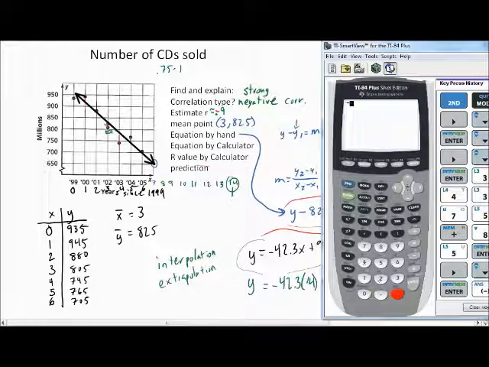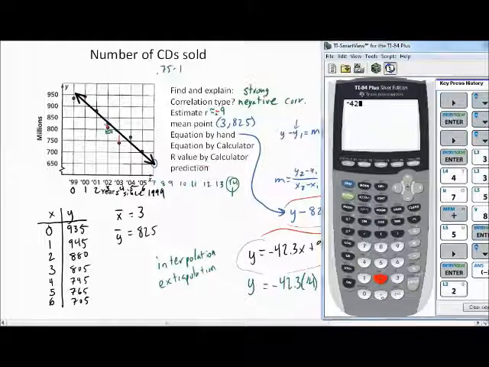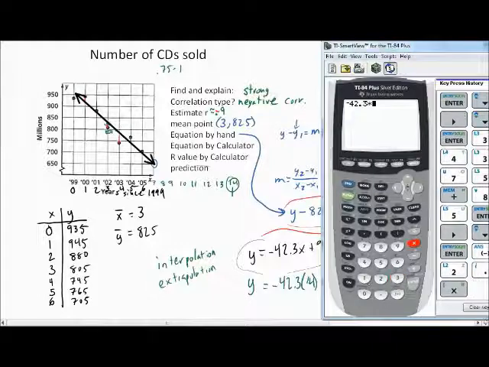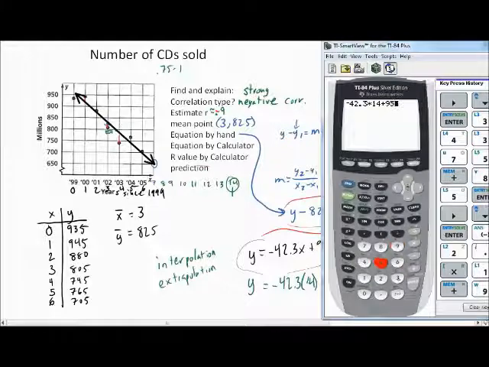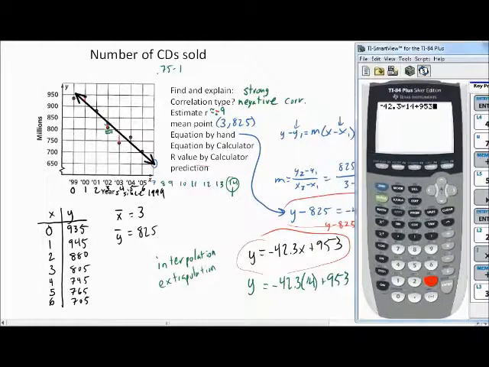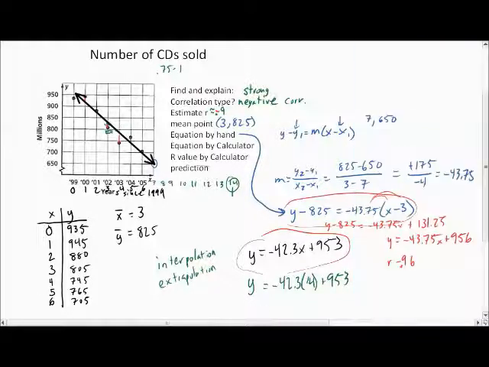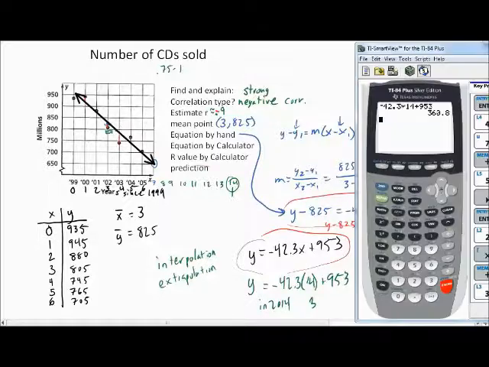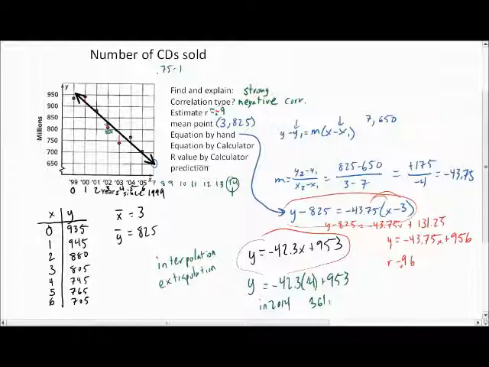And so we go negative 42.3 times 14 plus 953, was it? Yeah, 953. You push enter, and we predict that in 2014 there will be 360, what was it? Yeah, 361 million CDs sold. Okay, so that would be an extrapolation.